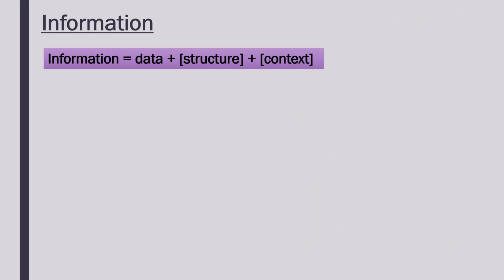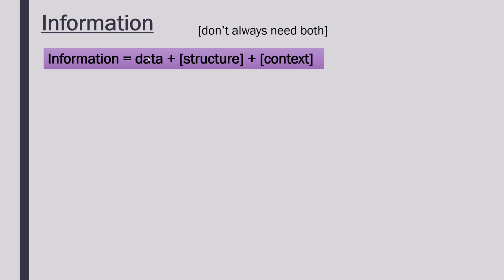Okay, so let's formalize this idea a little bit, because we can write this out as an equation, and it's not a perfect equation. If you think too hard about it, it sort of falls apart slightly, so don't. It's just to demonstrate this idea. But information is equal to data, so we've got data originally, but we are adding structure and adding context to make it into information.